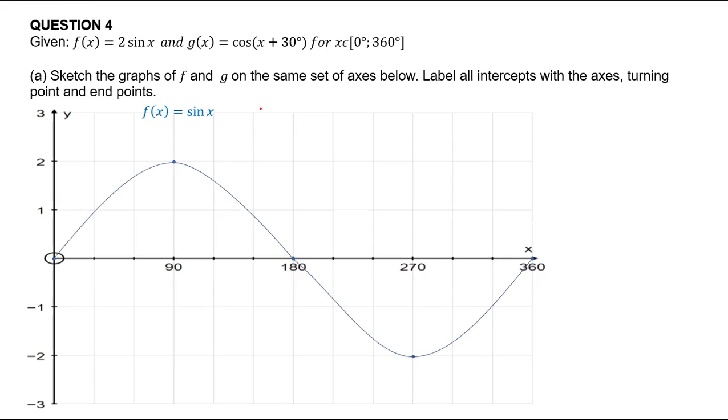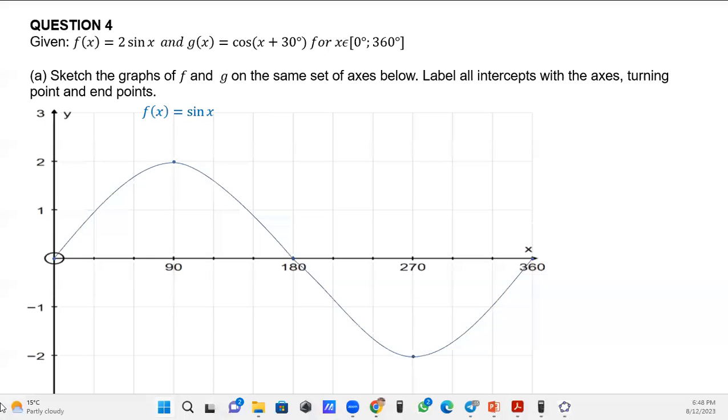Okay, now let's move to cos. How do we do cos? First of all, I'm going to start with the starting point. I'll take the angle, which is x plus 30 degrees, equated to 0, and then solve for x. When you solve for x, you'll end up having x equals negative 30 degrees. That's the angle you will start with, negative 30.